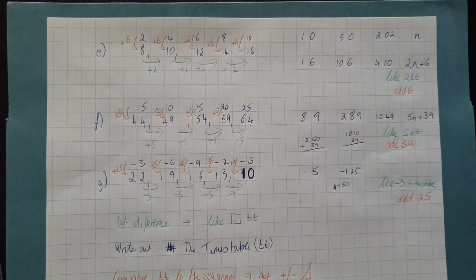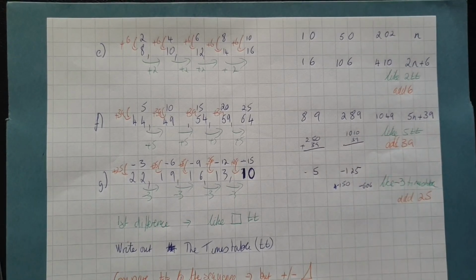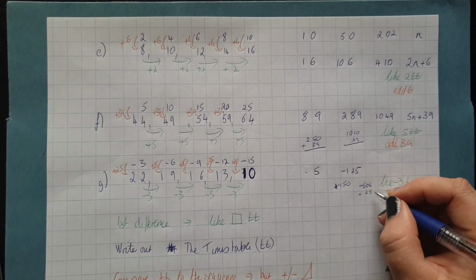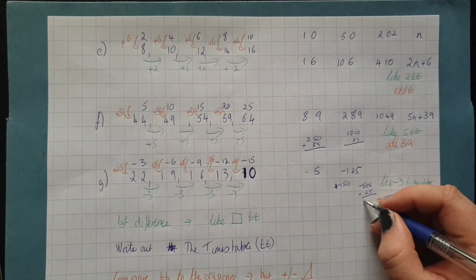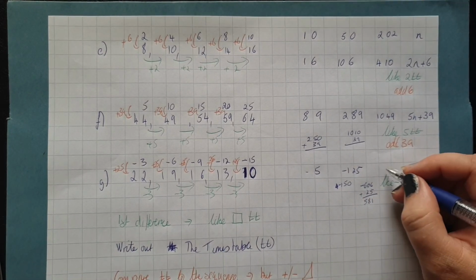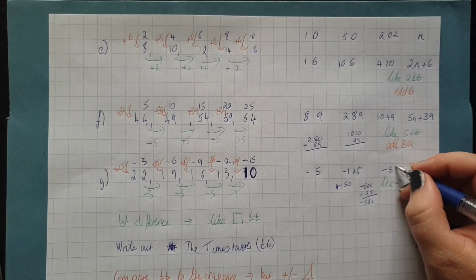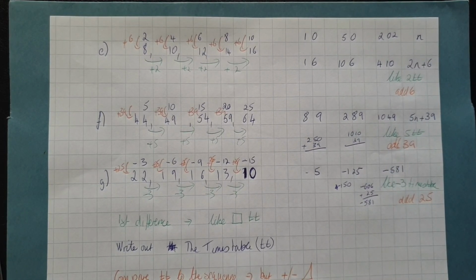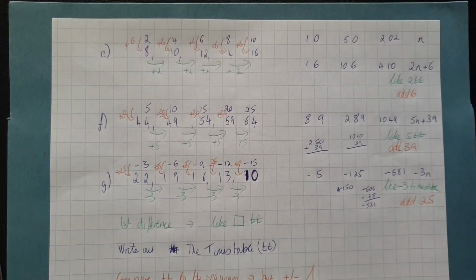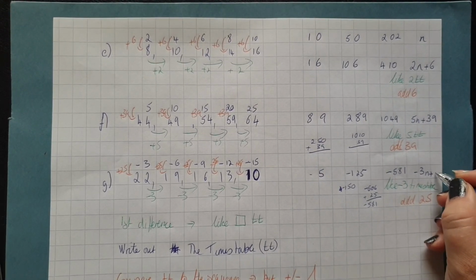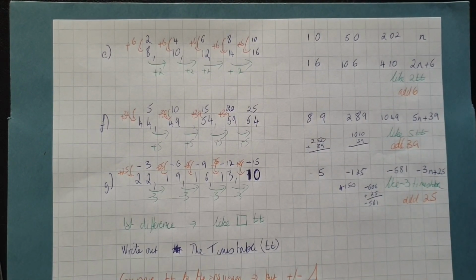202 times negative 3 is negative 606. Plus 25 means we're going up closer to 0. Will give us negative 581. How do we write this in algebra? It's the difference, minus 3, times n, but we are adding 25. That last one is particularly tricky.